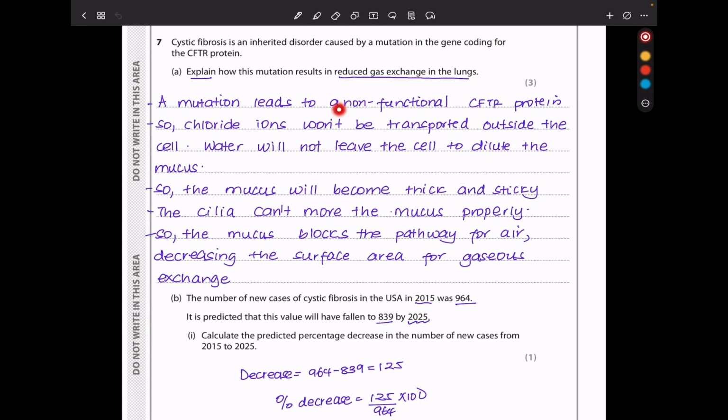So I said a mutation leads to a non-functional CFTR protein, so chloride ions won't be transported outside the cell, and due to that, water will not leave the cell to dilute the mucus, so the mucus will become thick and sticky, and the cilia will not be able to move the mucus properly, so the mucus will block the pathway for air, decreasing the surface area for gaseous exchange. And this question was in reference to reduced gaseous exchange in the lungs.